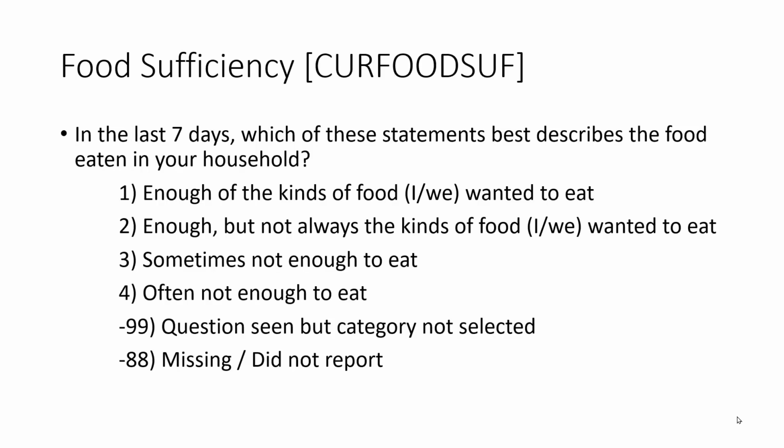And then here are our substantive questions. We have one on food sufficiency, which asks, in the last 7 days, which of these statements best describes the food eaten in your household? Enough of the foods that we want to eat, enough but not of the kinds we want to eat, sometimes not enough, and often not enough. And let's talk for a moment about these last 2 options, the -99 and the -88.